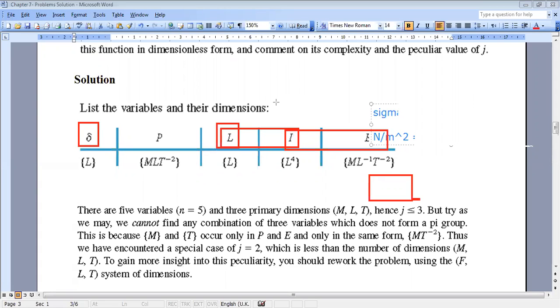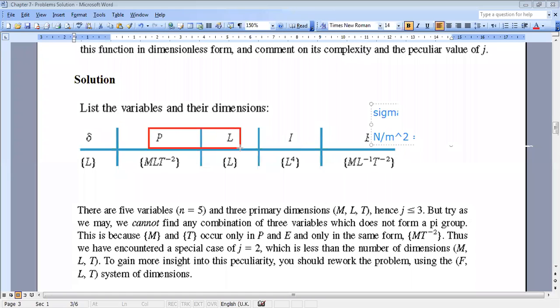To have 2 variables that will not form a group, you choose P with L, or P with delta, or P with I. And if you don't want to use P, you can choose E, and you can choose E with I, or E with L, or E with delta. Okay? So now it's up to you. You can choose any 2 variables you want, but in a way that they don't form a group.